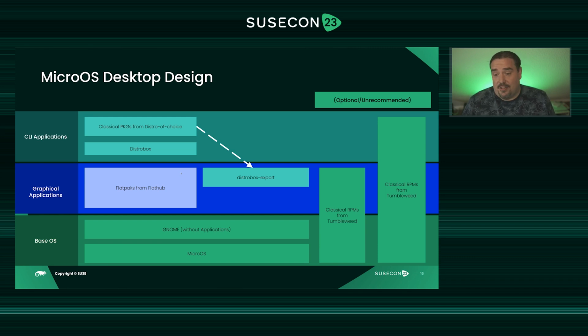And then finally, on the right-hand side, there are classical applications, classical RPMs from Tumbleweed. You can install any Tumbleweed RPM that you feel like, be it a command line, be it a graphical application, be it something changing the base OS. But obviously, you're modifying the base OS when you're doing that. So it's not recommended, because the whole concept of this thing being consistent and known and moving from one clear state to another, we're not going to know what that state is if you're adding extra random stuff in there.